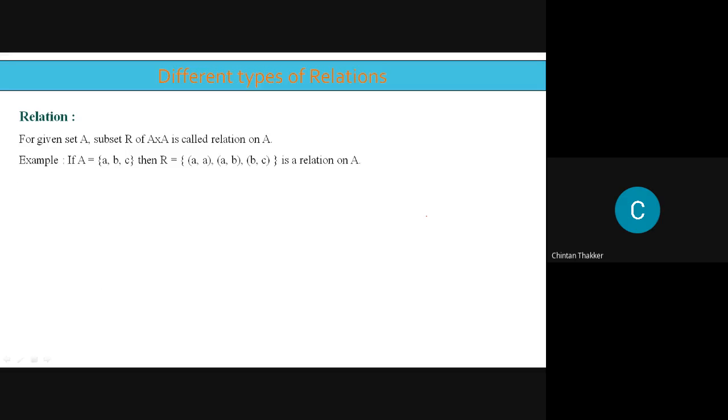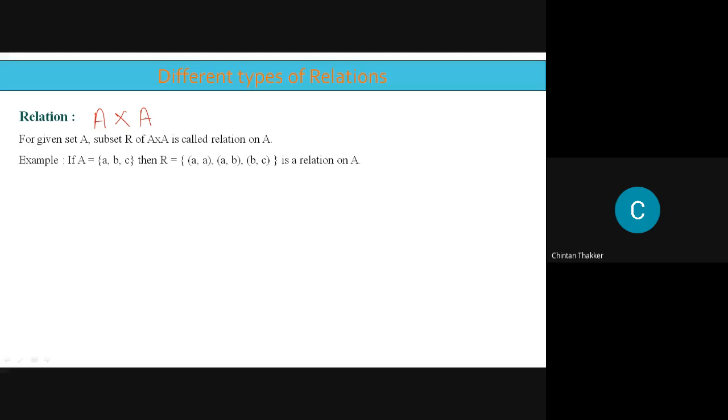Here we have the example. Here A is {a, b, c}. So what is A cross A? How many elements are in A cross A? If A has 3 elements, then A cross A has 3 into 3, 9 elements.